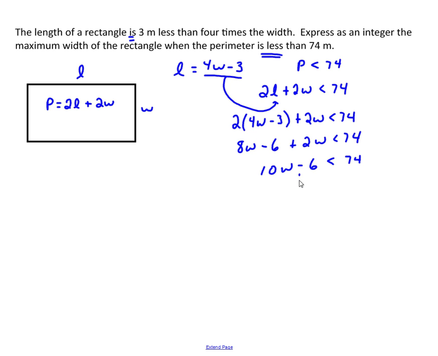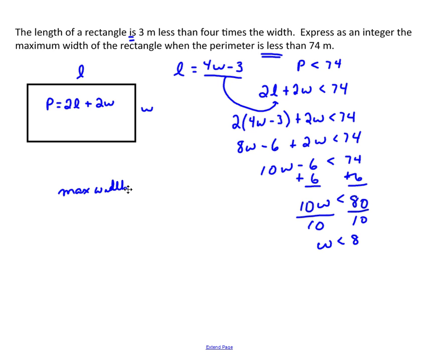To get rid of the 6 on the left-hand side, we add 6 to both sides of the inequality using our addition rule. By adding 6 on the left, we get rid of the constant term, leaving us with 10W. By adding 6 on the right, we get 74 plus 6, which is 80. So if we divide both sides by 10, we get W is less than 8. All right. Now, does that actually answer the question? Well, it says express as an integer the maximum width of the rectangle. Express as an integer.